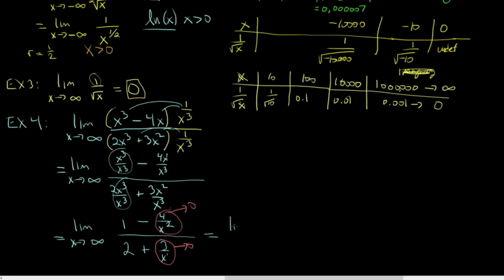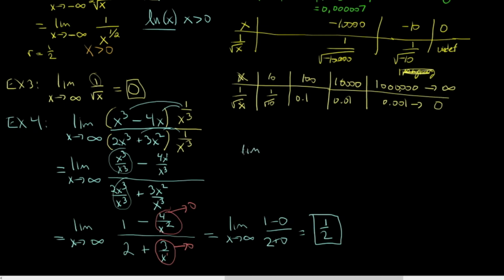Well, this is still going to be the limit as x approaches infinity of 1 minus 0 over 2 plus 0. But that's just 1/2, right? So the limit of 1/2 is 1/2. Now we can actually take the limit. So we get our answer. We get 1/2.